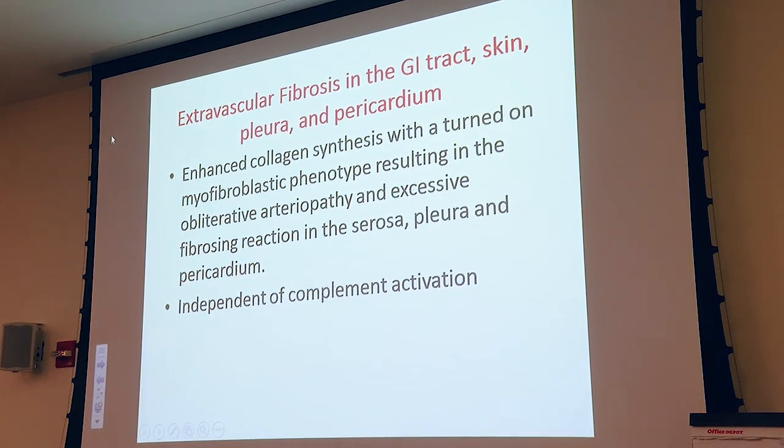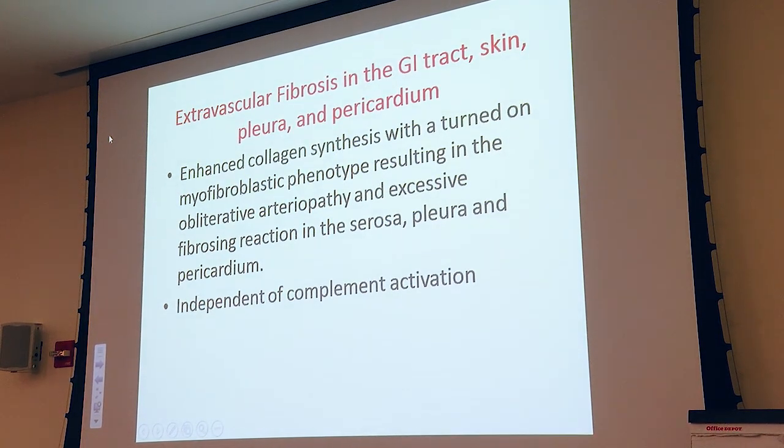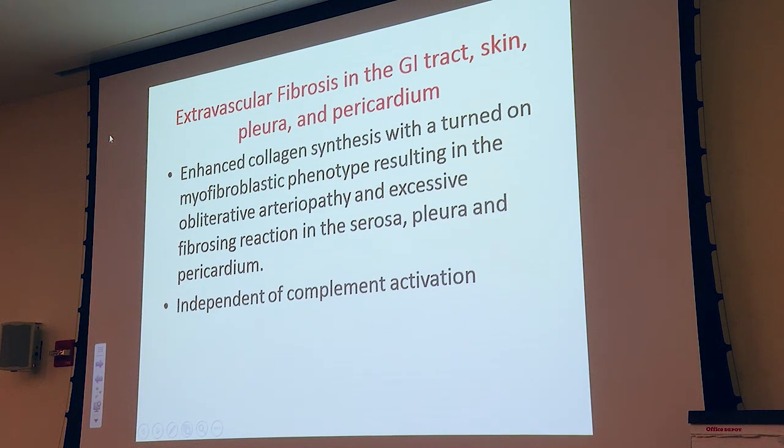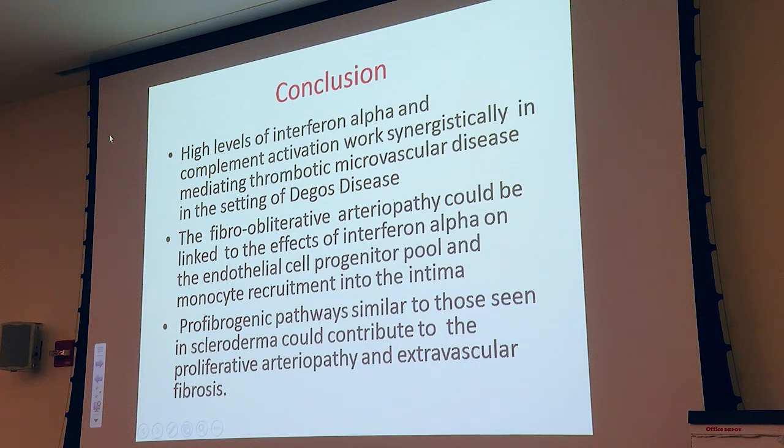So basically, the enhanced collagen synthesis with a turned-on myofibroblastic phenotype resulting in the obliterative arteriopathy and fibrosing reaction in the serosa, pleura and pericardium are largely independent of complement activation. And so what I would say is that perhaps these pro-fibrogenic pathways that are clearly operational and not dependent on complement may be similar to those implicated in scleroderma.